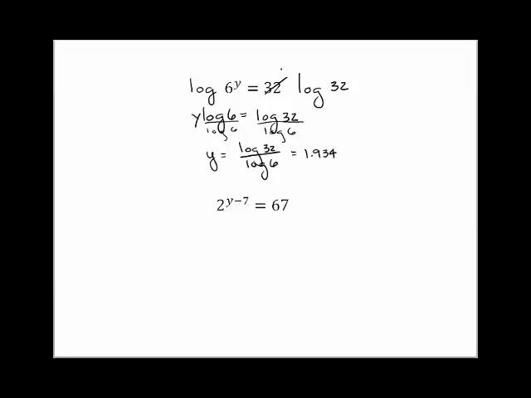Now look again at what we started with: 6 to the y equals 32. Would you have ever guessed that that number in the exponent would be 1.934? No, probably not. But you can solve it very easily by using the properties of logarithms. All right, let's try that again.